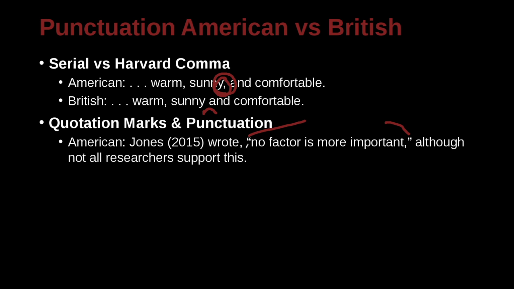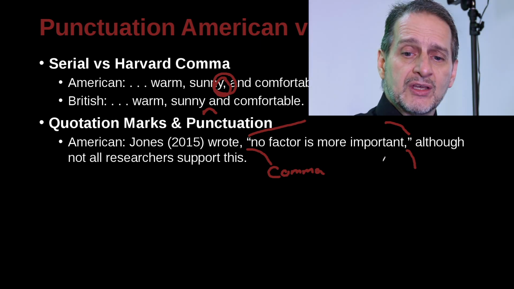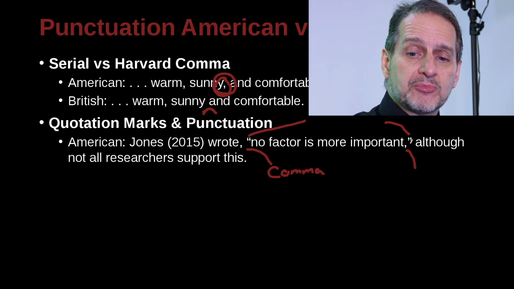You can note, though, that we have a comma here. This comma is just before the quotation. This separates our introductory clause, which is Jones wrote. He did something. What did he write? We have the quotation here. And then we have my writing here, although not all researchers support this. He did not say this, I said this. So this is a great little example. The key point here is that this comma at the end is going to be included on the inside of the quotation mark. So inside the quotation, please take a note.